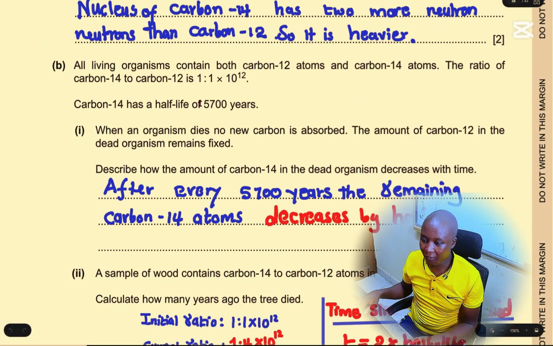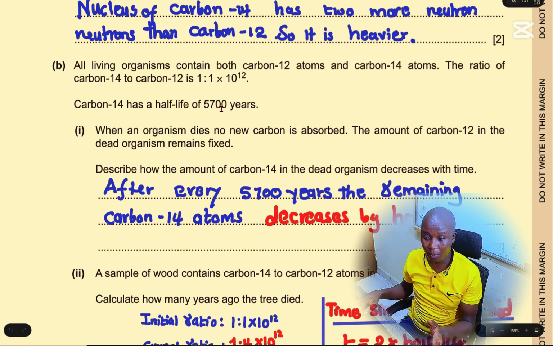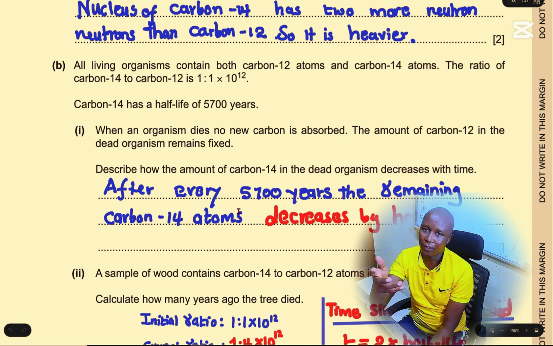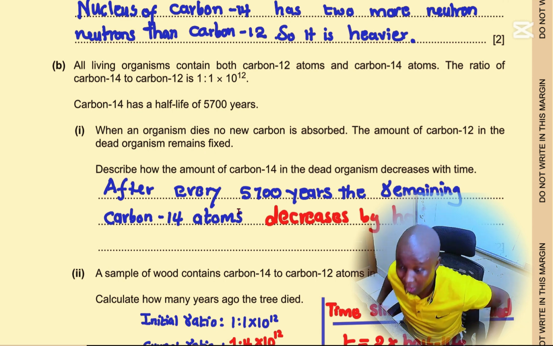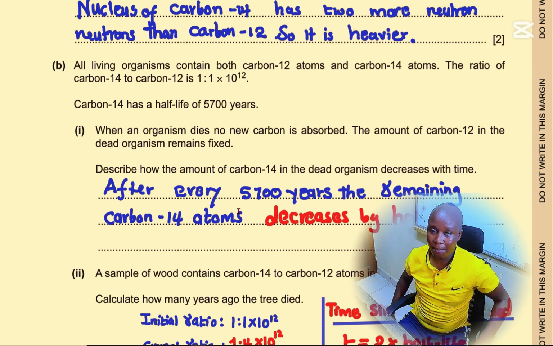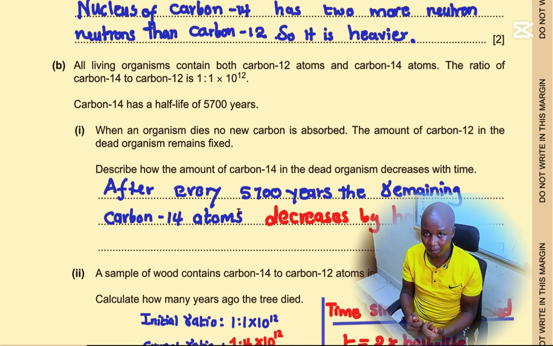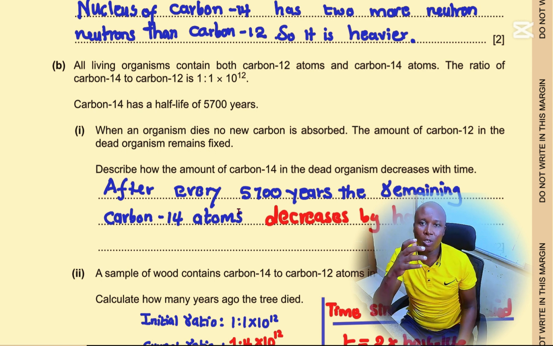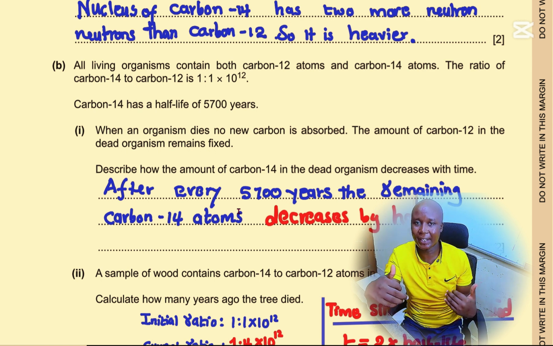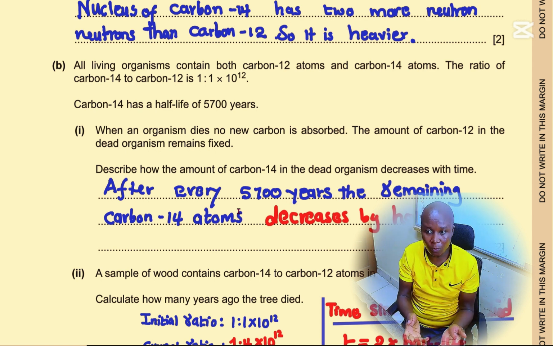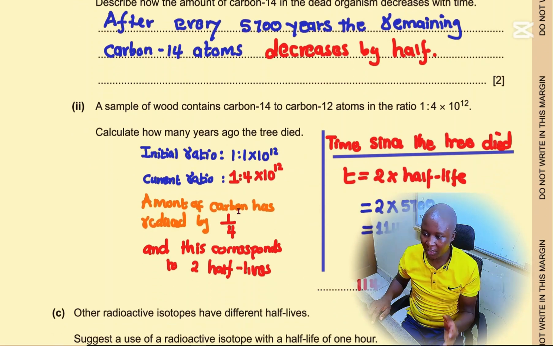Describe how the amount of carbon 14 in the dead organism decreases with time. We were told the half-life is 5,700 years. So after every 5,700 years, the remaining carbon 14 decreases by a half. So if you are asked what half-life is, what are you going to say? Half-life is the time taken for the activity of a radioactive substance to decrease by a half. And in a short while, we are also going to look at how you find half-life from a graph, because those are possible questions that you may be asked. So for radioactivity, you need to understand that.